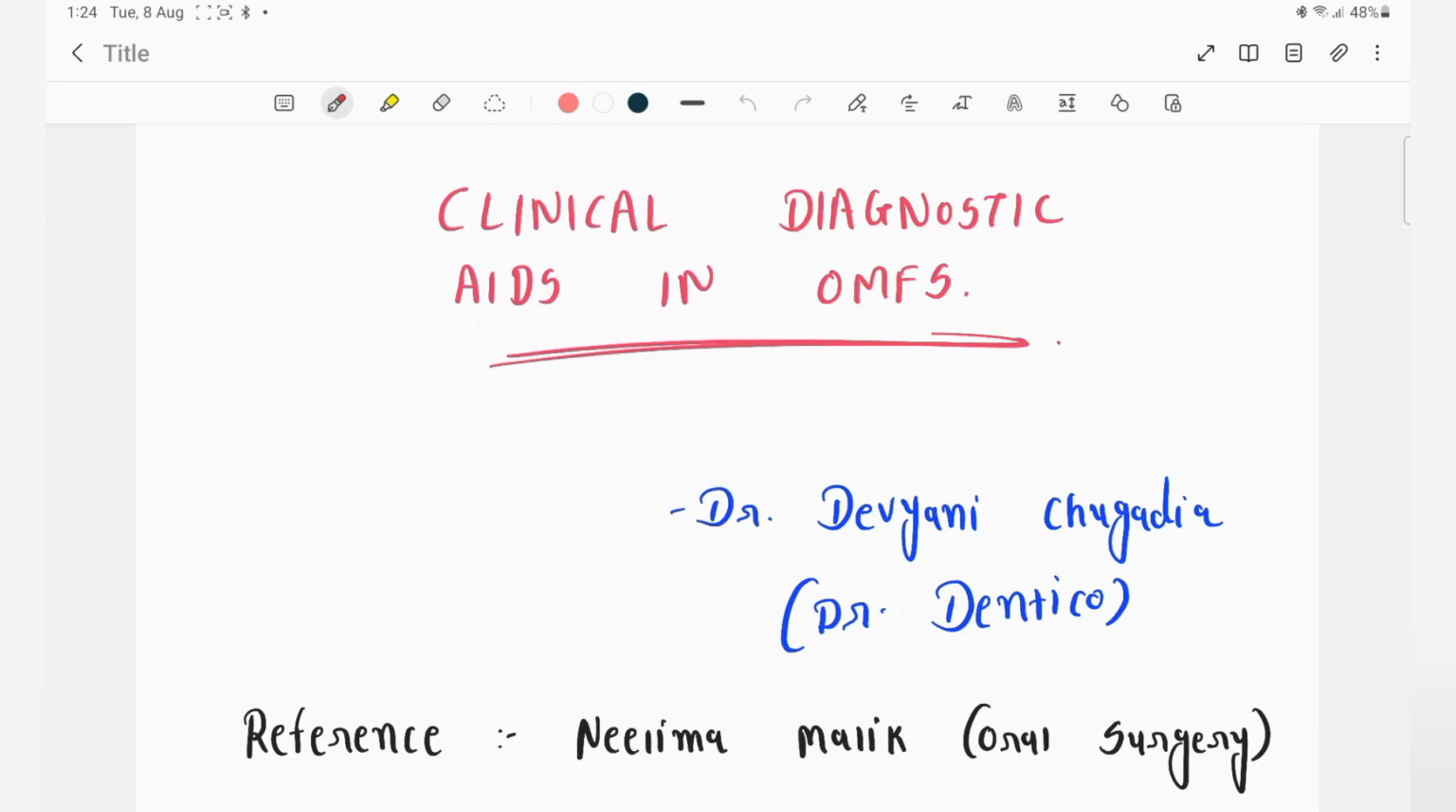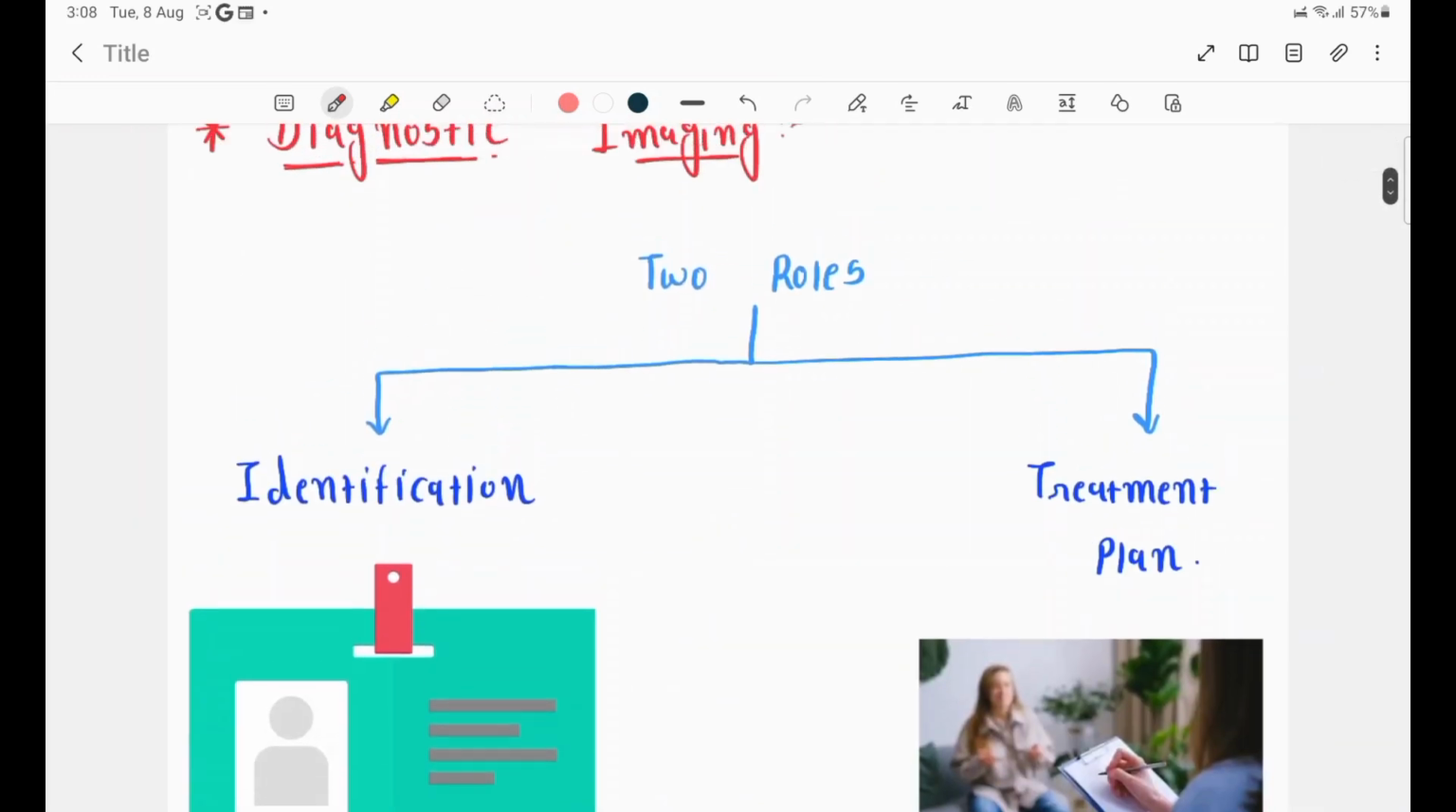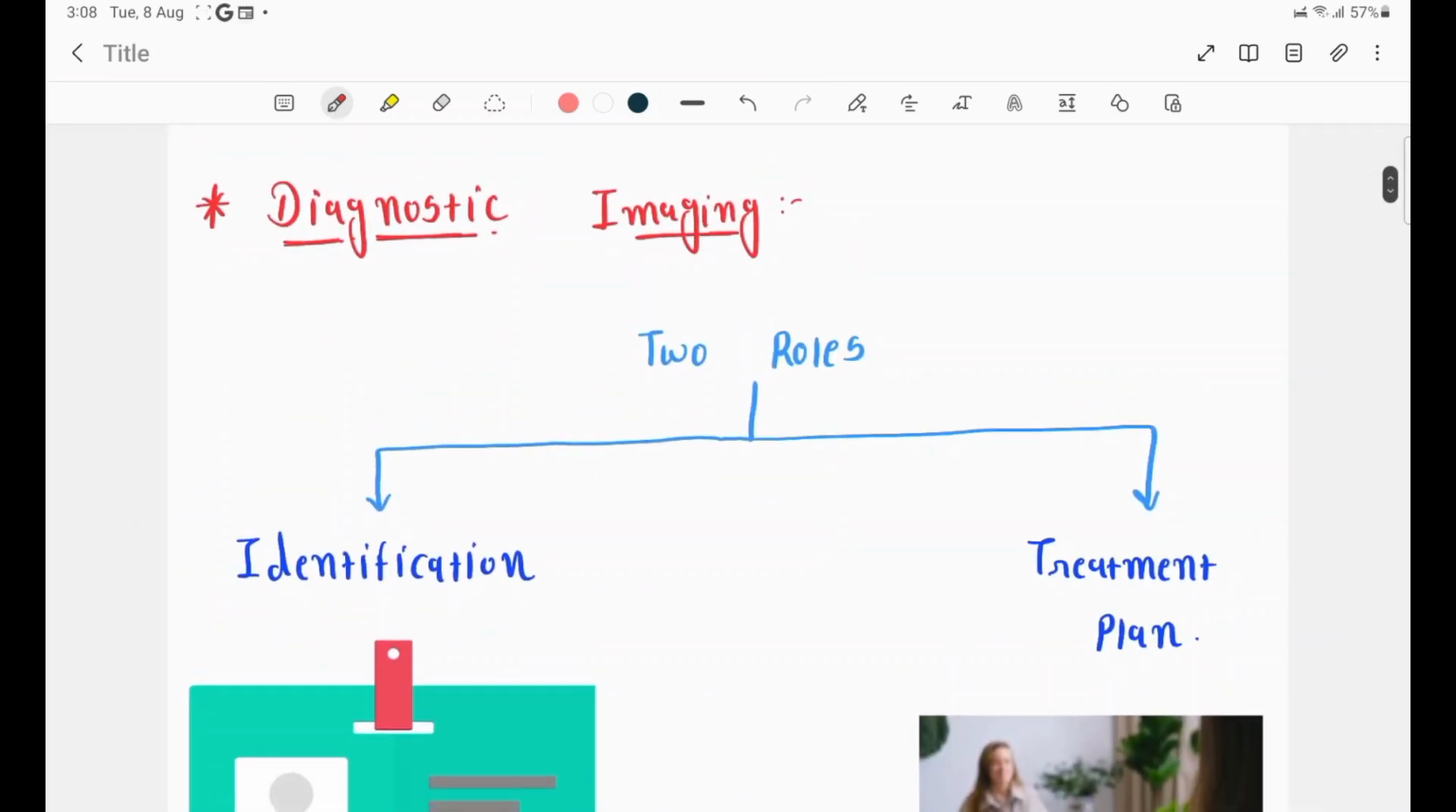Today we are going to learn about an exciting topic, which is clinical diagnostic aids in oral and maxillofacial surgery. We will be referring to Nilima Malik's oral surgery book for some valuable insights. So let's get started and discover how important diagnostic imaging is in our dental practice.